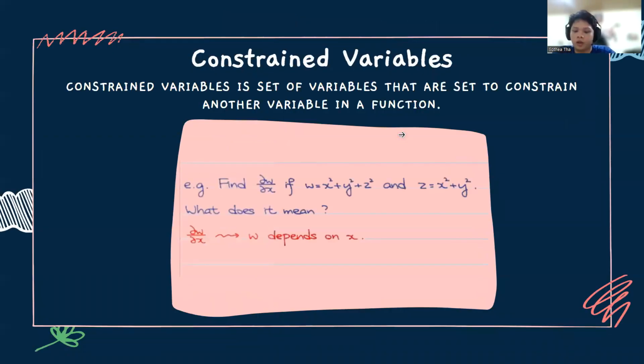So now we will talk about constrained variables. A constrained variable, as the name implies, is a variable that is being constrained by another variable or a set of variables. For example, in this instance, they give a function w equals x squared plus y squared plus z squared, and z equals x squared plus y squared. This means that in this relation here, z is being constrained by two variables, x and y, and that's what is meant by a constrained variable.